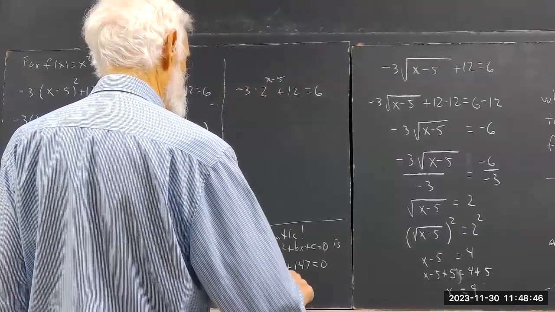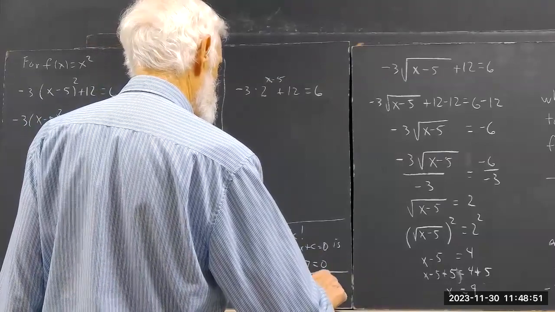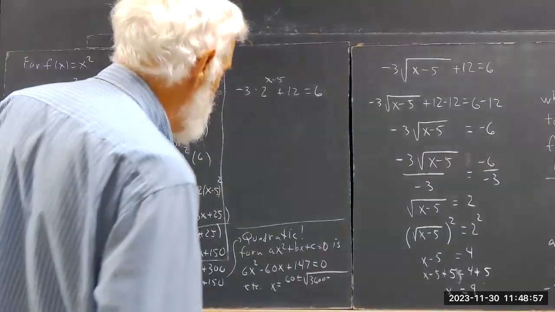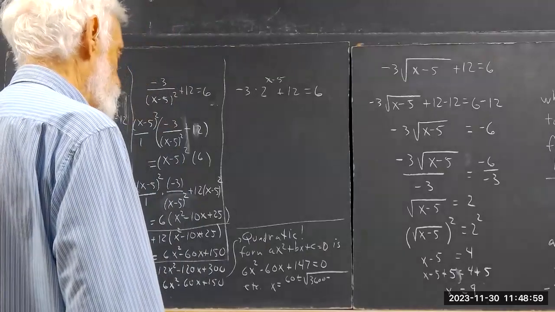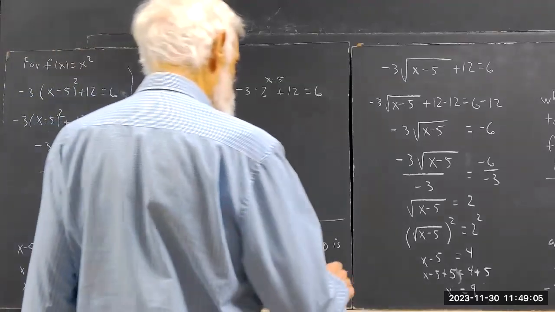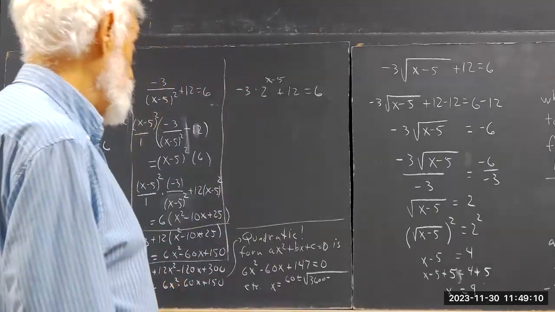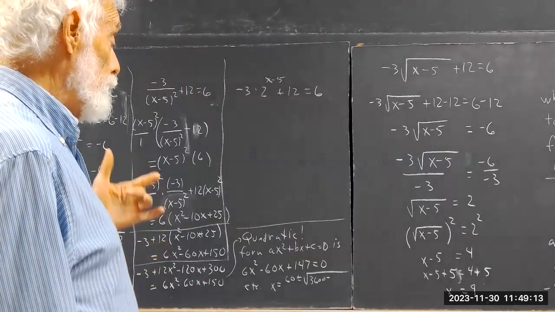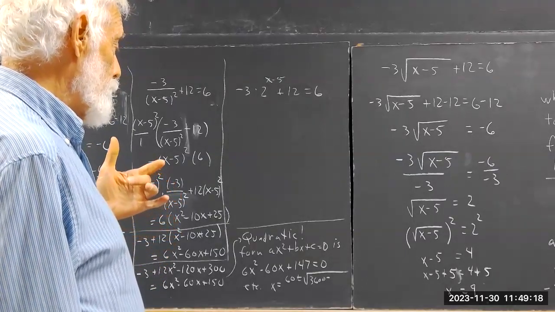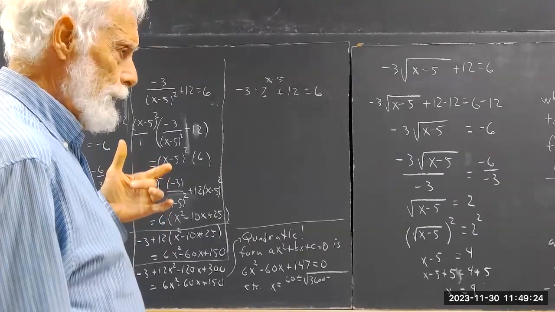I'll just put in et cetera, and then X equals 60 plus or minus the square root of 3,600 minus, okay, 6 times 140 is 840. And 6 times 7 is that, so it's that. Okay, 840 times 4 is 3,360. And then 6 times 7 is 42, and 4 times that is 168.